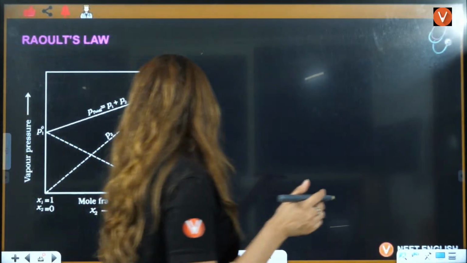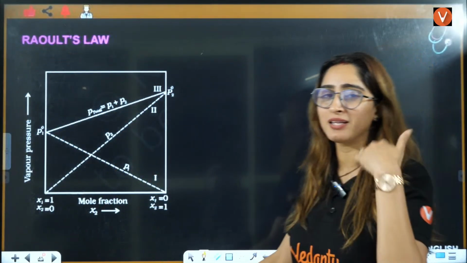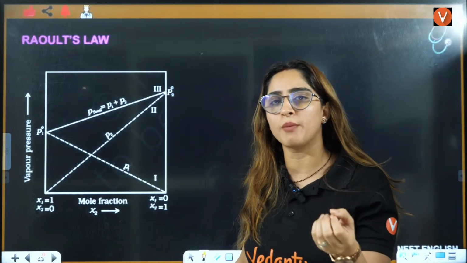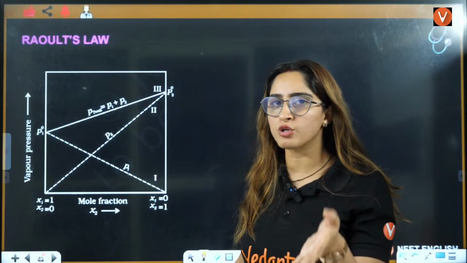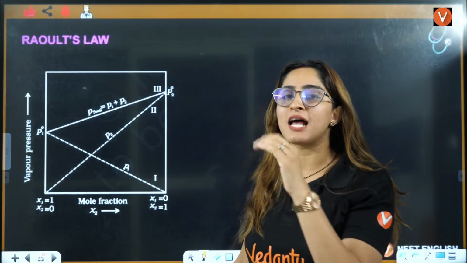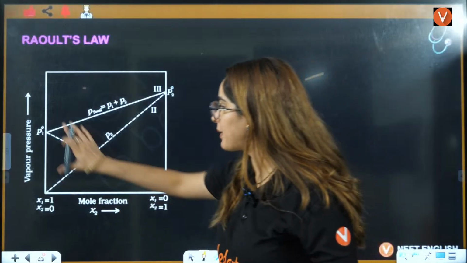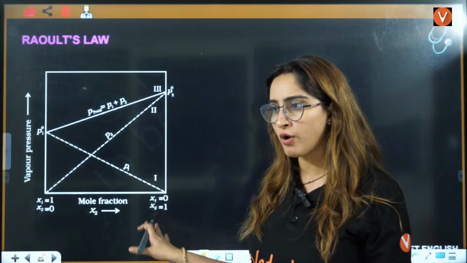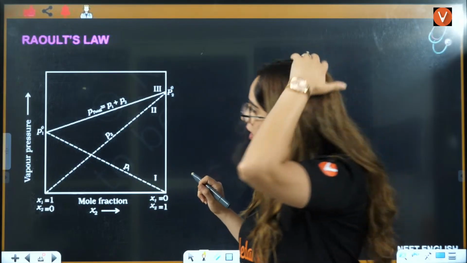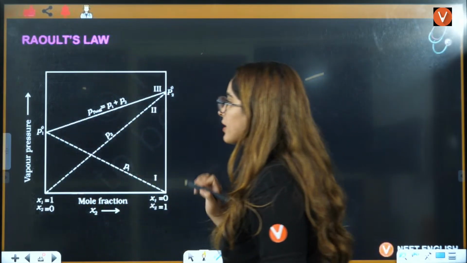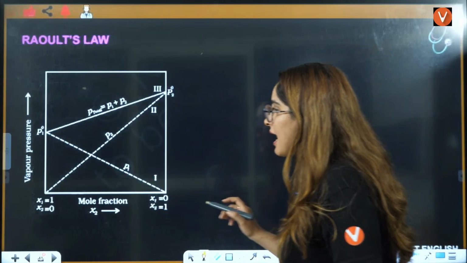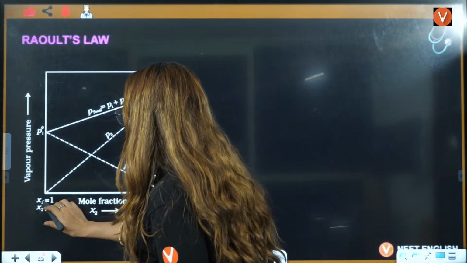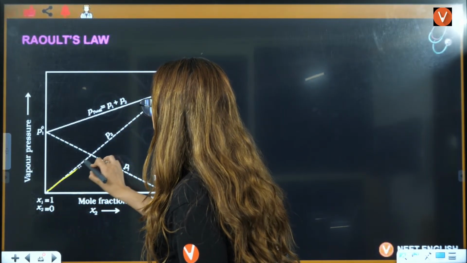Let's see what is this. Now we will do it in the next class also. In the next class we will talk about ideal, non-ideal solution, all of that, right? And in that class I'll discuss in detail about the pressure and mole fraction graph, temperature and mole fraction graph. Now if you see this graph here, what exactly we are telling is that as you increase the mole fraction of 2.